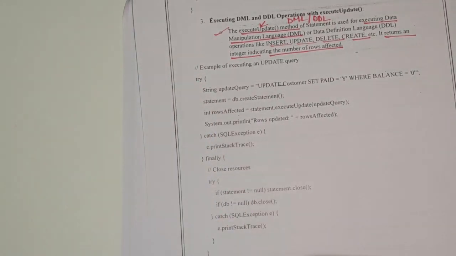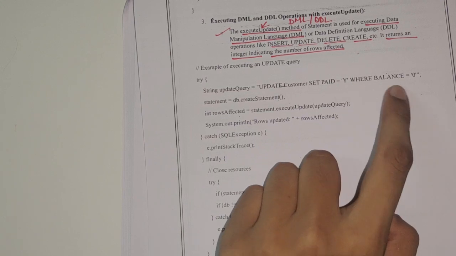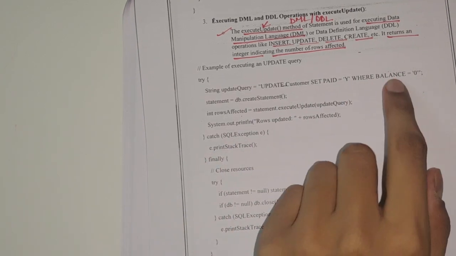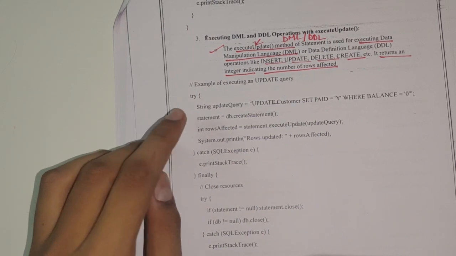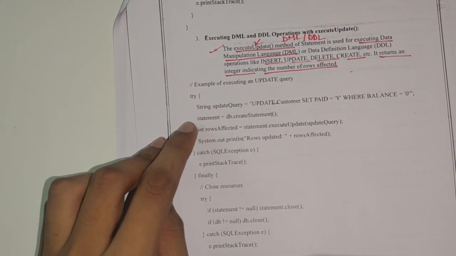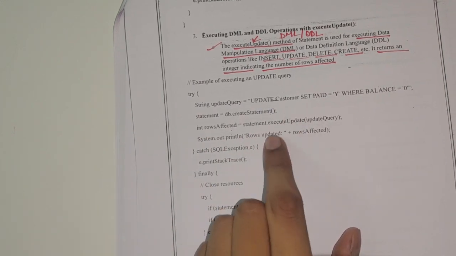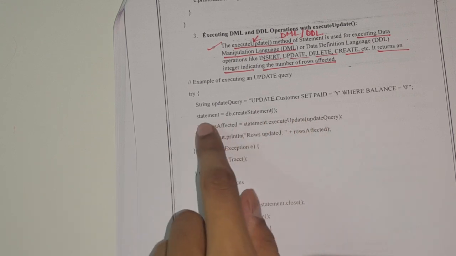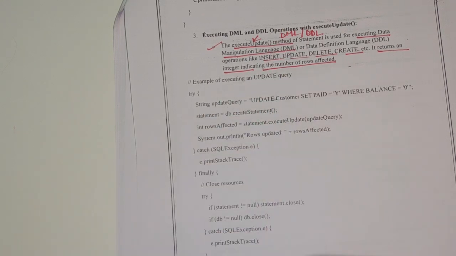We have a query where first we update customer, set paid equal to 'y' where balance is 0. That means we're trying to update a particular customer database where the balance is 0 and at the same time the paid value is set to yes. Okay, now you're creating a statement and then calling executeUpdate. That means this particular line of code will return the integer indicating how many rows were affected while executing this DML or DDL command.